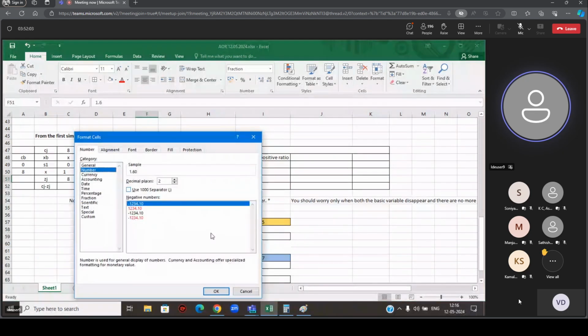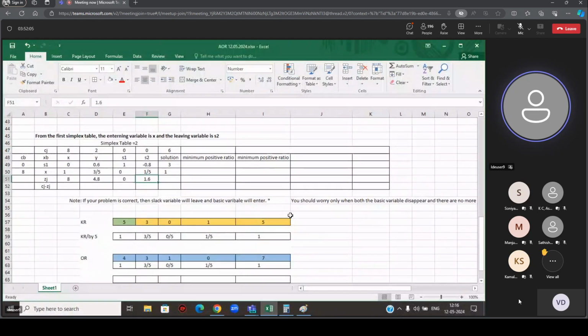Okay, right? And the last one is 0 into 3. 0 into 3 is 0, and 8 into 1 is 8. Are you getting my point? So till here we have done it. After that, Cj minus Zj. So what is the value? 8 minus 8 is 0. 2 minus 4.8 is minus 2.8. 0 minus 0 is 0. 0 minus 1.6 is minus 1.6. And the last one, 6 minus 8 is minus 2.